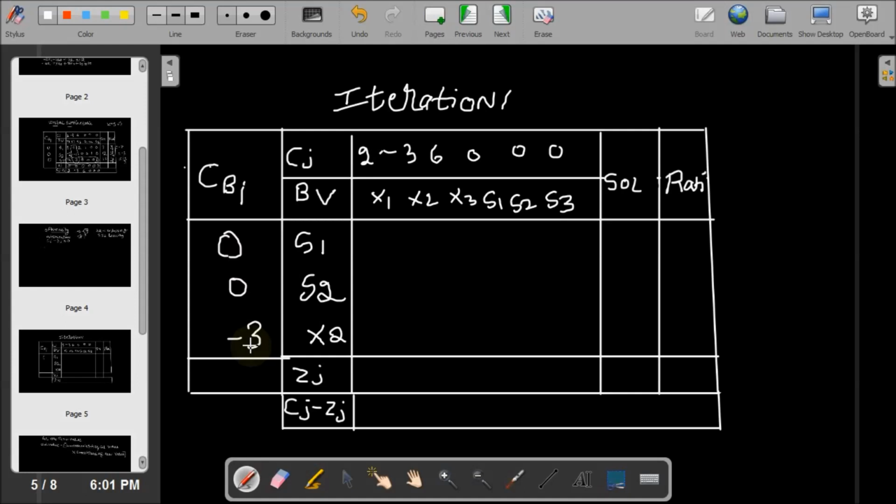Now you have to find the new values for these particular coefficients, right? So first I will calculate the new values for x2. This is the new variable that enters the table. First I will calculate the values for x2, then the remaining values will be calculated for s1 and s2. To calculate s1 and s2, there is a formula. Calculating the x2 values is very simple.